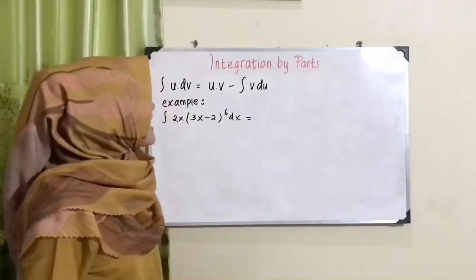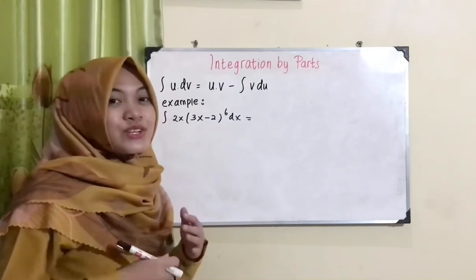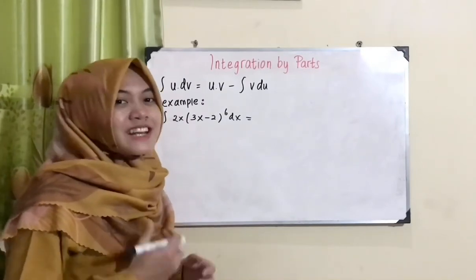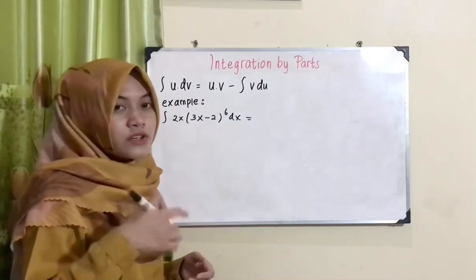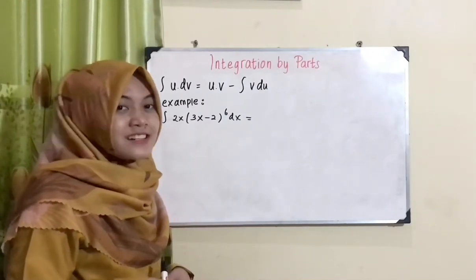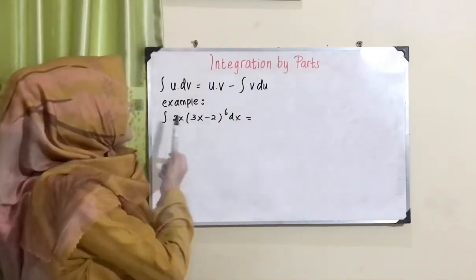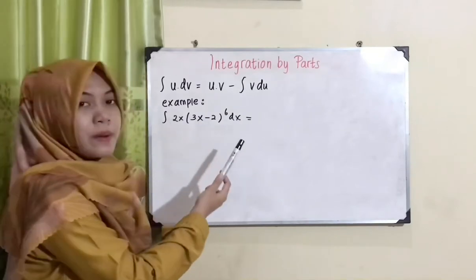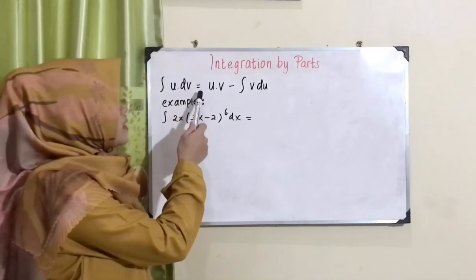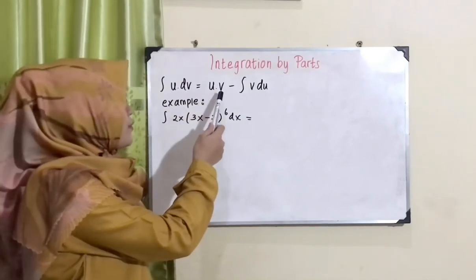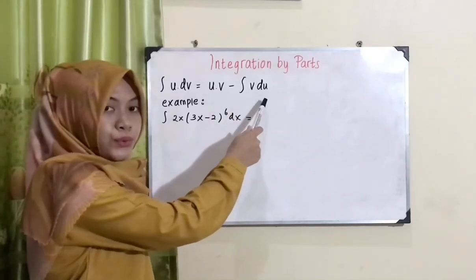Okay, let's begin. Integration by parts. Integration by parts is used to integrate the multiplication of functions. This technique is used if substitution rules or the properties of indefinite integrals cannot be used. So you can use integration by parts. The formula of integration by parts is the integral of u dv is equal to u times v minus the integral of v du.